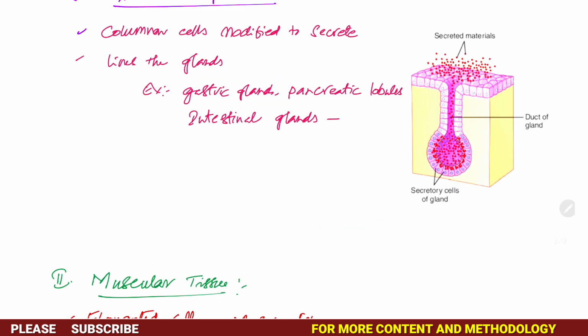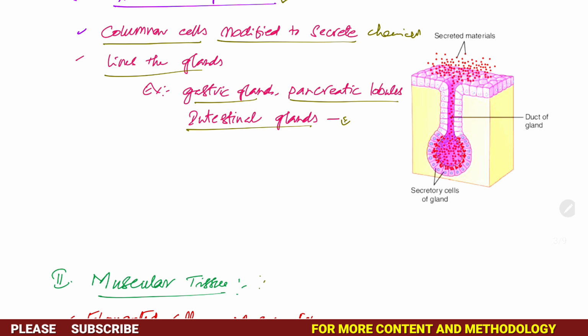The last epithelium in the epithelial tissue is glandular epithelium. This tissue comprises columnar cells modified to secrete chemicals, and it lines glands such as gastric glands, pancreatic lobules and intestinal glands. This is all about epithelial tissue. Then we move to muscular tissue.